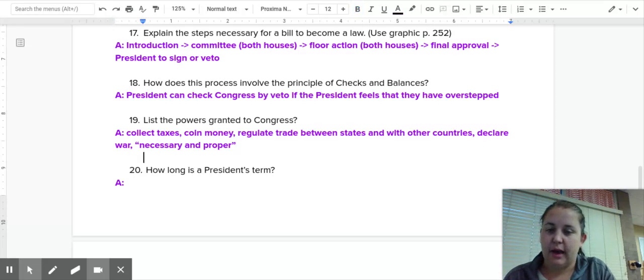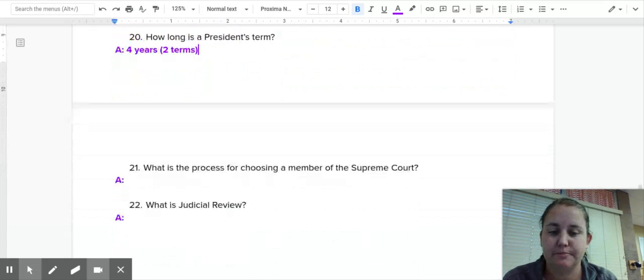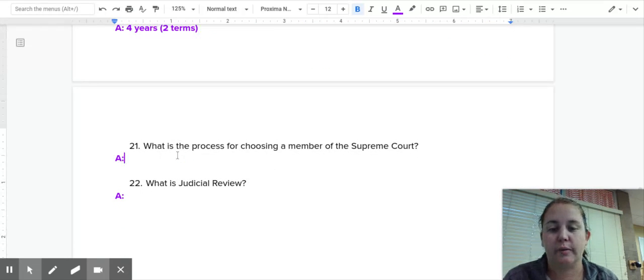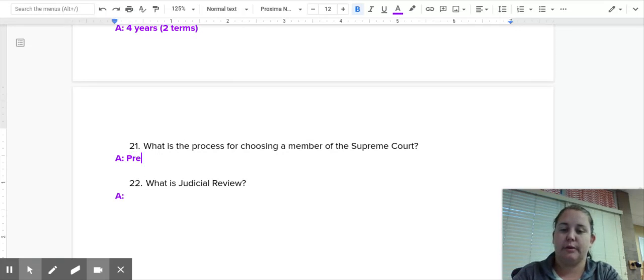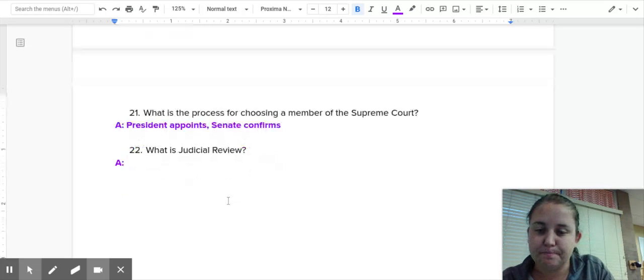Number 20, how long is a president's term? A president's term is 4 years, and they can have 2 terms, so that could be for a maximum of 8 years, but they have to run for re-election in the middle. Number 21, what is the process for choosing a member of the Supreme Court? Well, if we want a new Supreme Court justice, first, the president appoints a person, and then the Senate has to confirm that appointment. So both the president and the Senate have to agree on the same person.